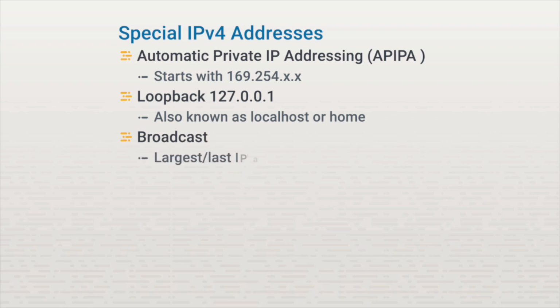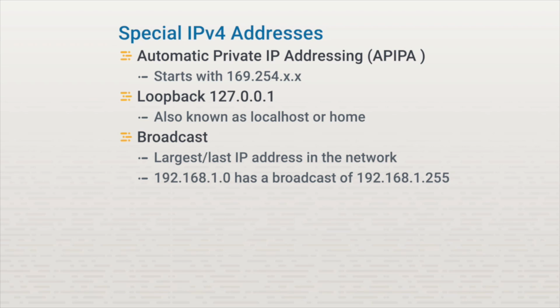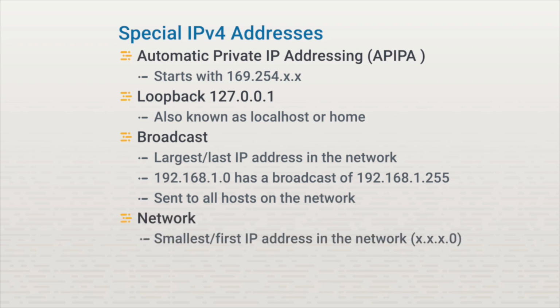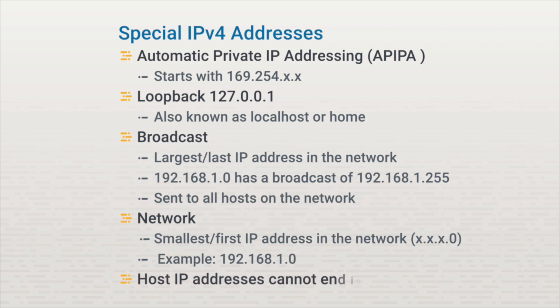The broadcast address is the last IP or largest address in the network's range. For example, if our network ID is 192.168.1, 192.168.1.255 would be the broadcast address. Any packet sent to this address is sent to all devices on that network. The last special address is the network address and is the first or smallest IP address in the network's range. So in our example, that would be 192.168.1.0. Now you can see why these last two special addresses are reserved and can't be assigned to a host. This means that a host address can never end in a 0 or 255.